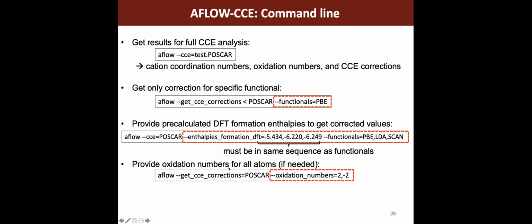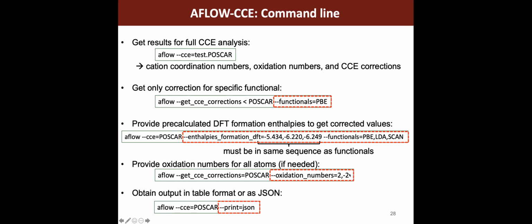And in case you're not happy, I mean, I don't have a case for that, but you're not happy with the arithmetically determined oxidation numbers, there's in principle also the option to provide the oxidation numbers as a comma-separated list for all atoms in the structure as an additional option. And the final option would be that you obtain the output either in table format or as a JSON file. So you can, similar to the other modules we have seen, simply type --print=JSON, and then you get the JSON output.